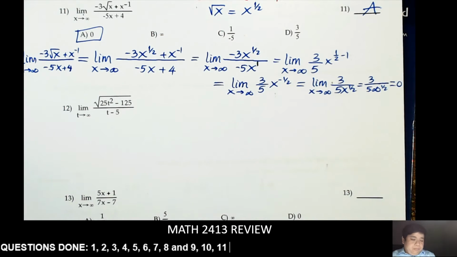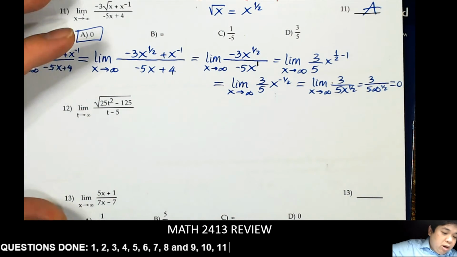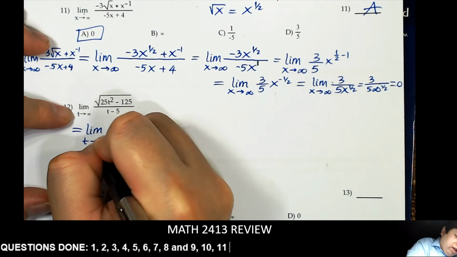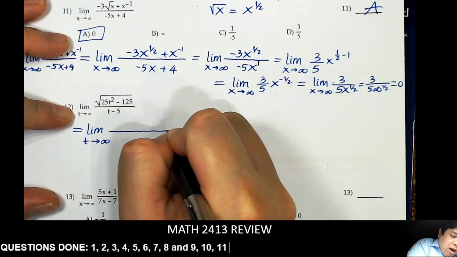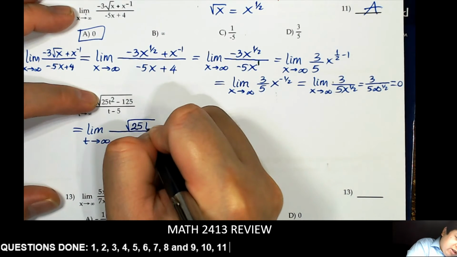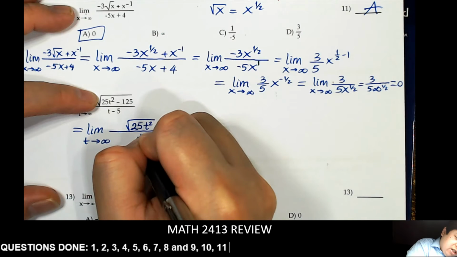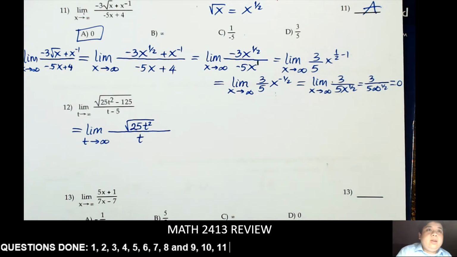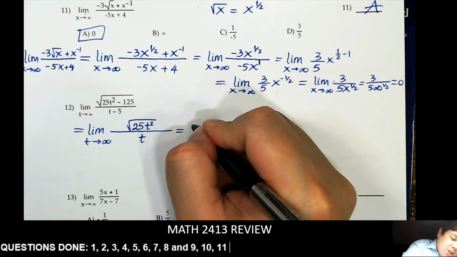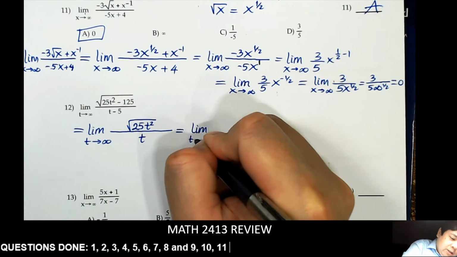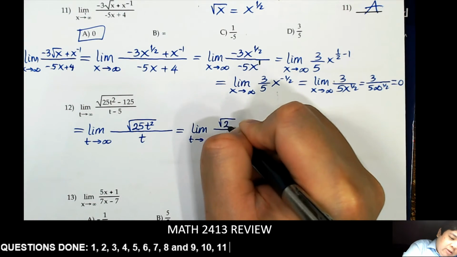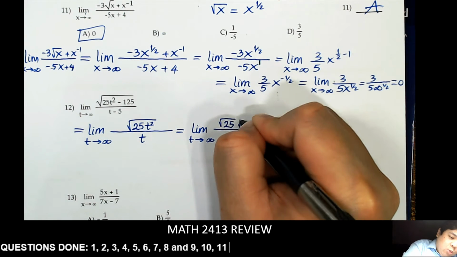Right, next. Similarly, we will take the highest power because t goes to infinity. Only the one with the highest power matters. So the top just has 25t squared, and the bottom just t. Right. Square root of 25t squared. Just have square root of 25, and then square root of t squared.